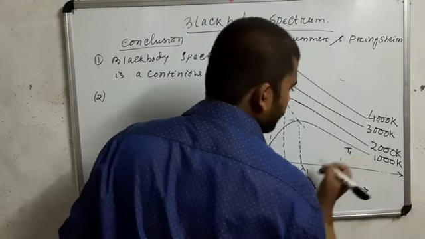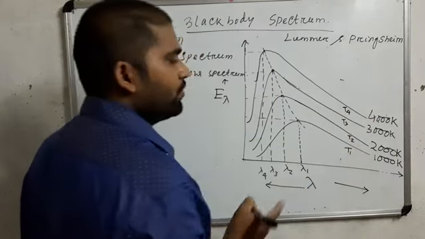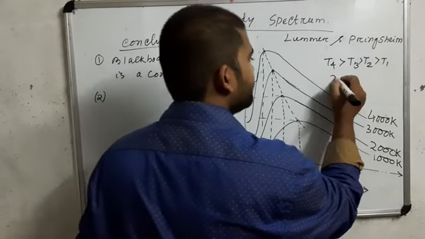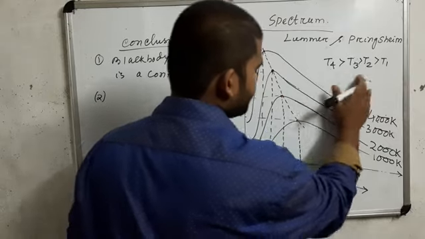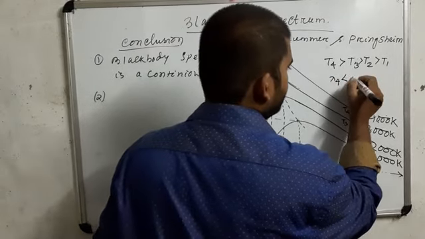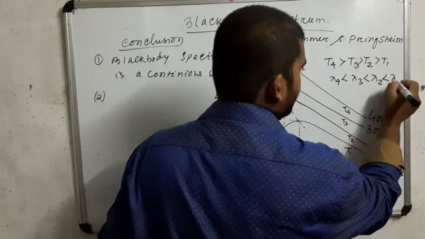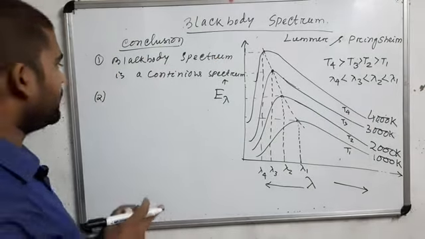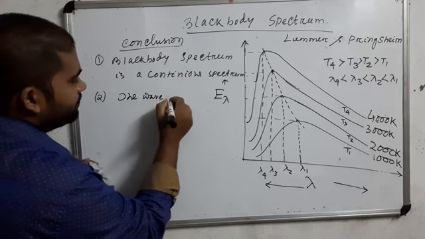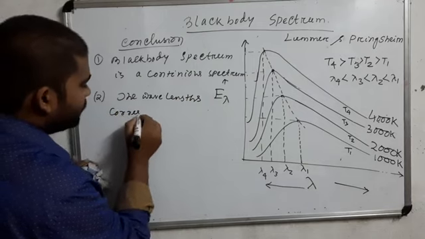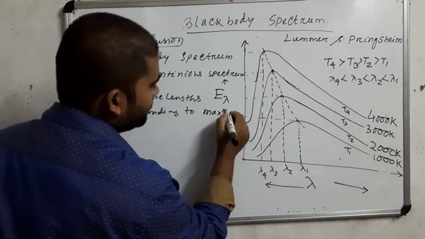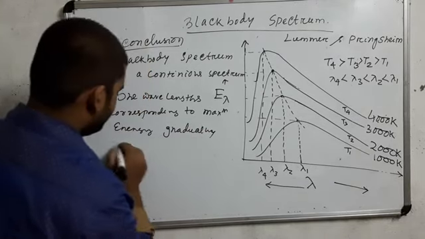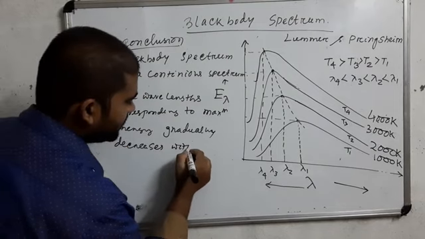Okay, means if I take this one is T1, this one is T2, this one is T3, this one is T4, what do we find? T4 greater than T3 greater than T2 greater than T1, but the wavelengths lambda 4 less than lambda 3 less than lambda 2 less than lambda 1. Okay, so the wavelengths gradually decrease with the rise of temperature. Okay, so we can say the wavelengths corresponding to maximum energy gradually decrease with increase of temperature.